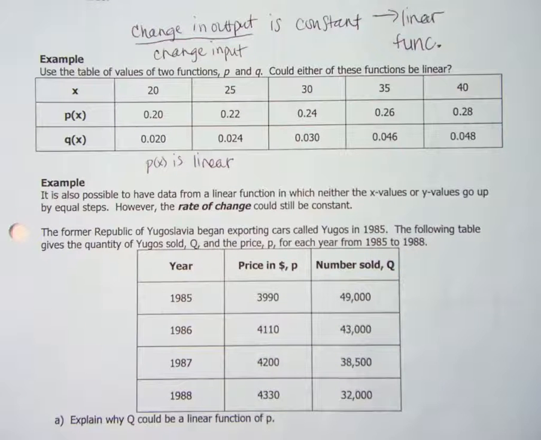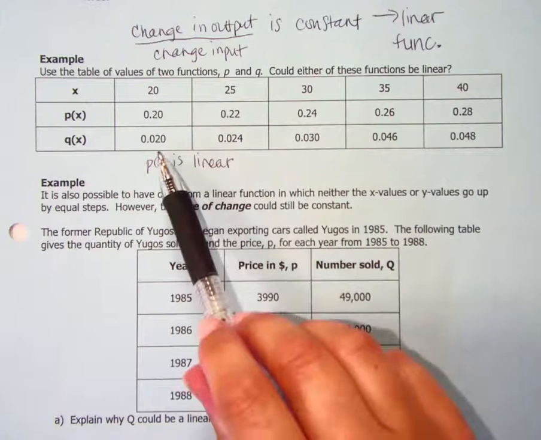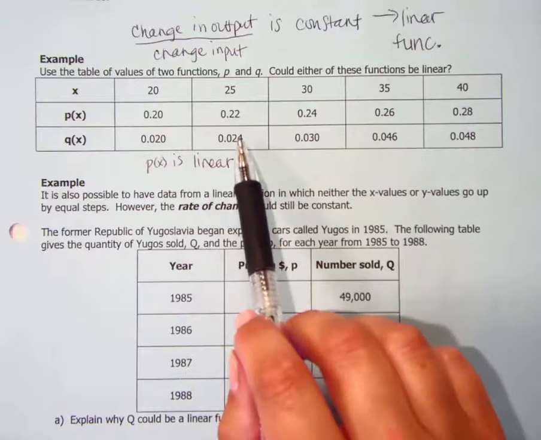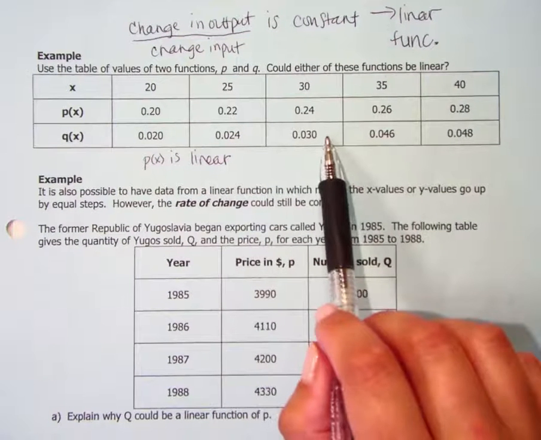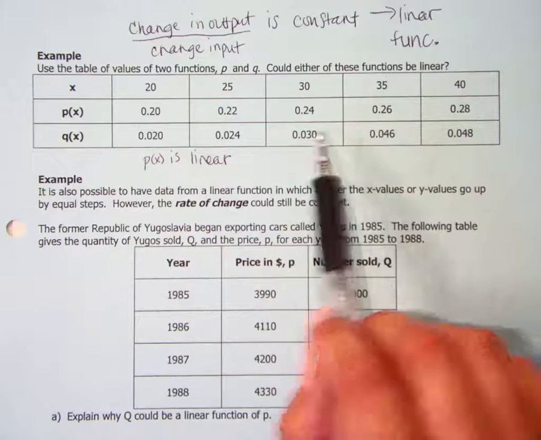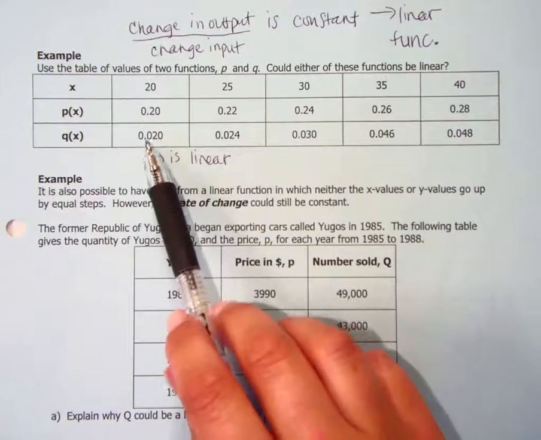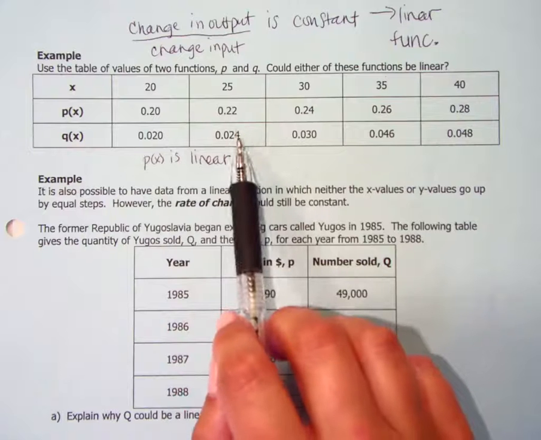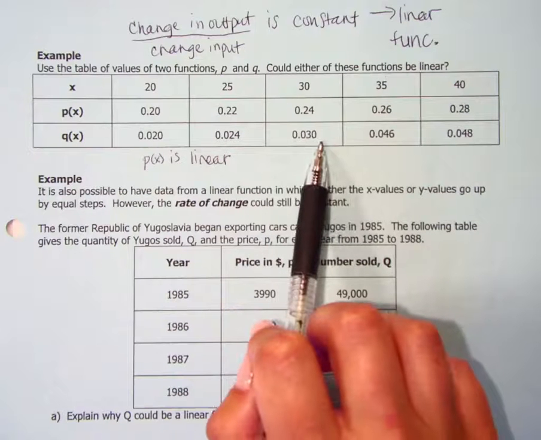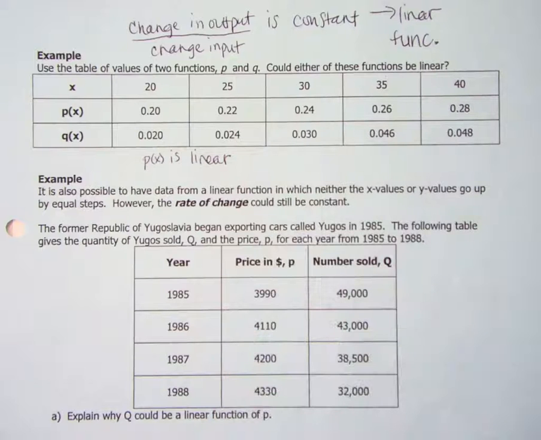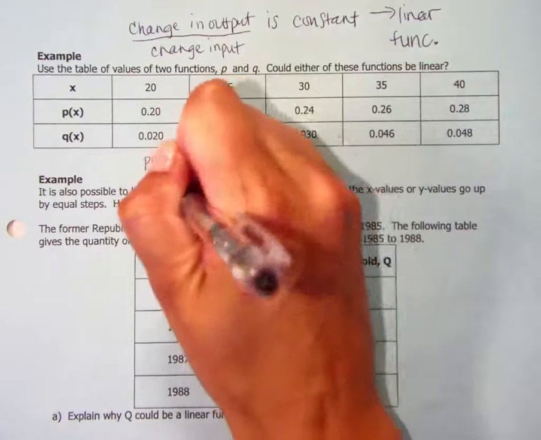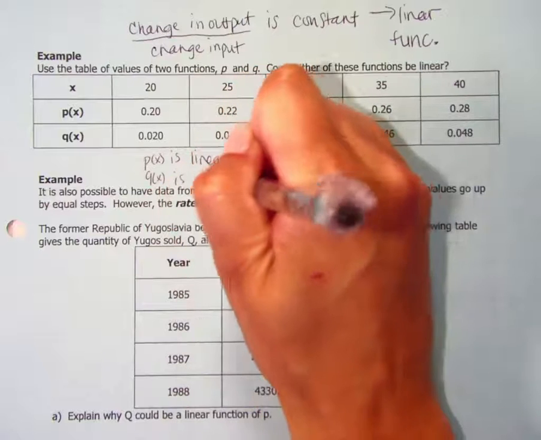What about Q of X? Now looking at these output values, we increase by an amount, then we increase by another amount. Looking just from the first to the second, we increase by what, 4 thousandths? And then here, we're moving up how much? Right. Because those output values are not increasing at a constant rate, Q of X is not linear.